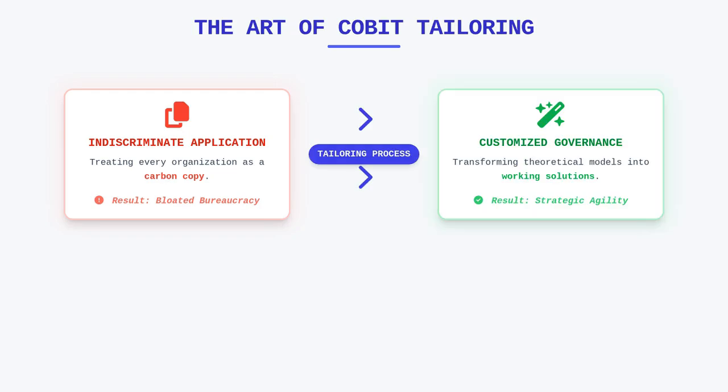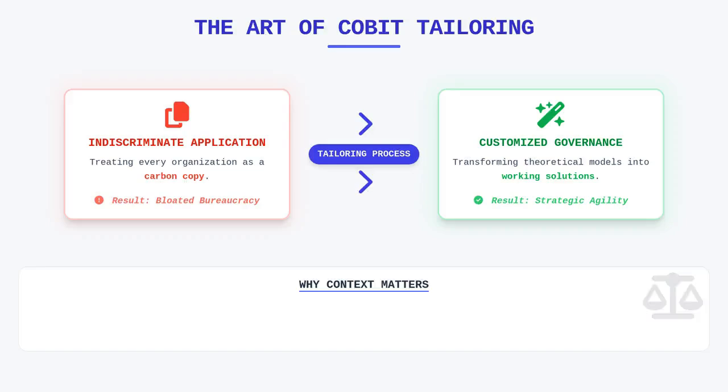When we talk about tailoring, we are specifically referring to the process of transforming a generic, theoretical reference model into a working, customized solution. This transition is essential because true agility in governance does not come from doing everything, but from doing the right things for your specific environment.